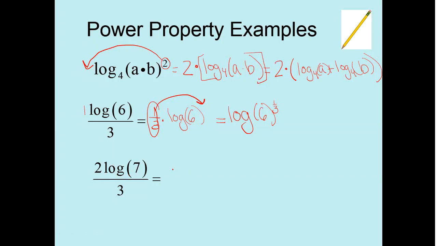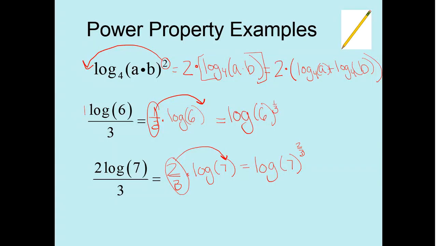Now let's try this one. So this, technically, I can rewrite as 2/3 times log of 7. So now, guys, I'm going to take this guy and move him back as my exponent. So log of 7 to the 2/3 power.